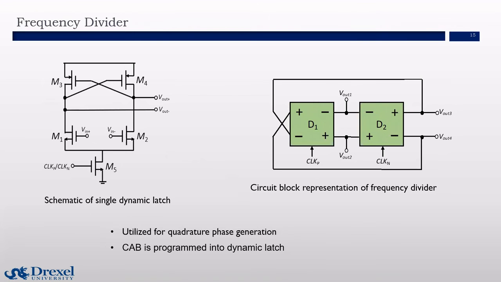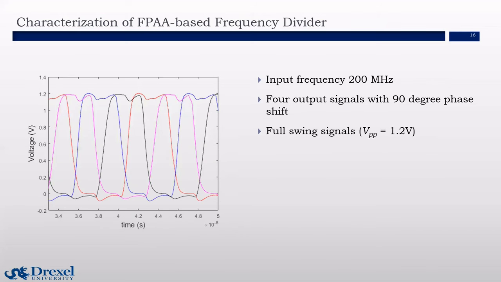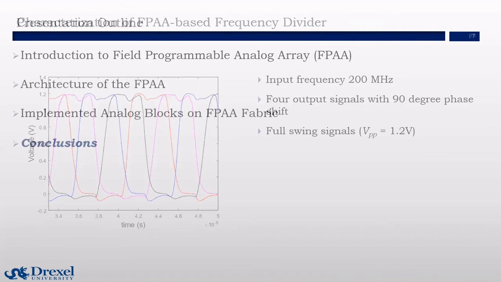The last implementation I want to talk about is the frequency divider, which consists of 2 caps. Each cap is configured into a dynamic latch. The global feedback network is used to form the feedback between D1 and D2. The simulation result shows 4 outputs with 90-degree phase shift.